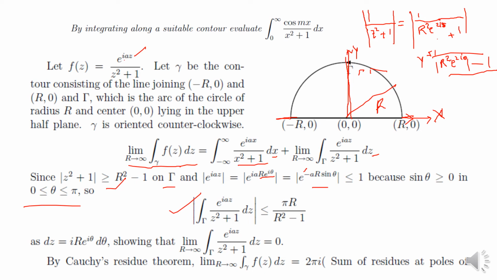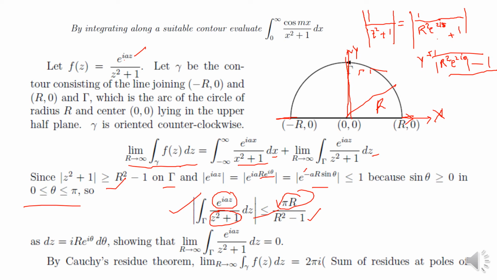So now we write the complete f(z), that is the integral over tau of e to the power iaz upon z squared plus 1 dz. Because this mod we have written as less than or equal to 1, and this we have written as R squared minus 1, so 1 upon R squared minus 1 is there and the integral over tau of dz, and that is the circumference of the semicircle, that is 2 pi R by 2, that is pi R. So this is the integral, the mod of this.